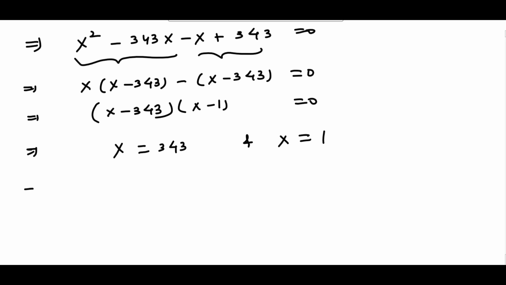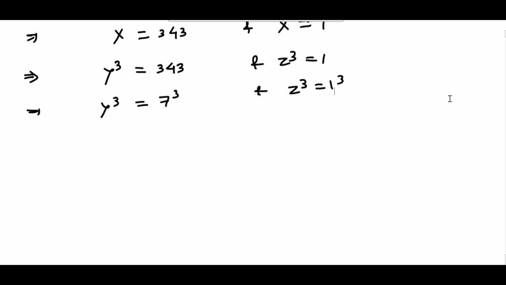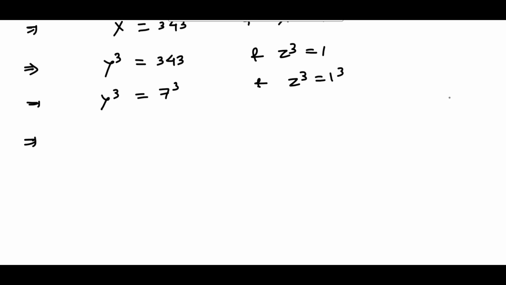So X has two roots, y cube and z cube, that is, y cube is equal to 343 and z cube is equal to 1. Here y cube can be written as 7 to the power of 3 and z to the power of 3 is equal to 1 to the power of 3. So by using the cube roots of unity, its roots are y is equal to 7, 7 omega and 7 omega square, and z is equal to 1, omega, omega square.